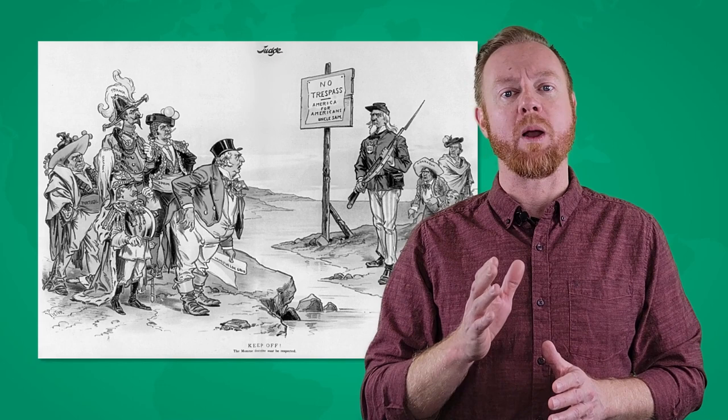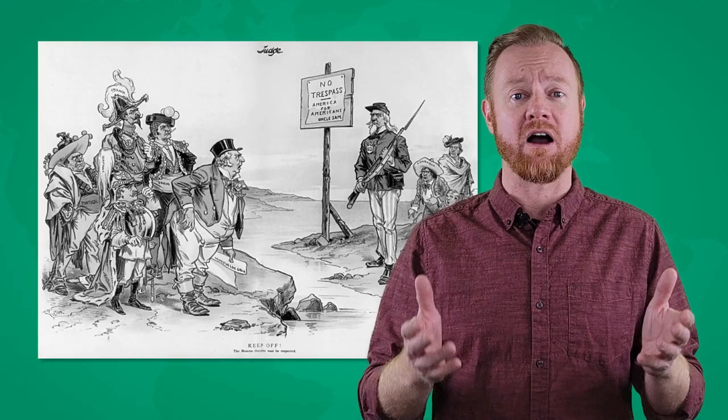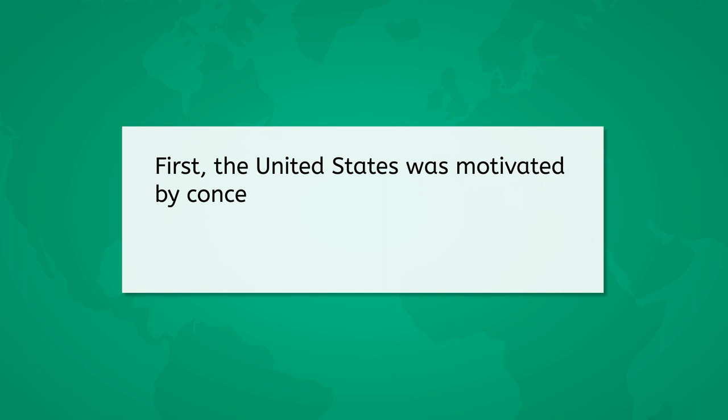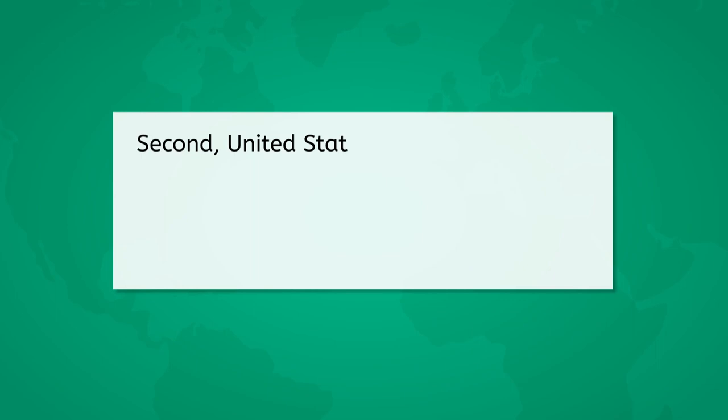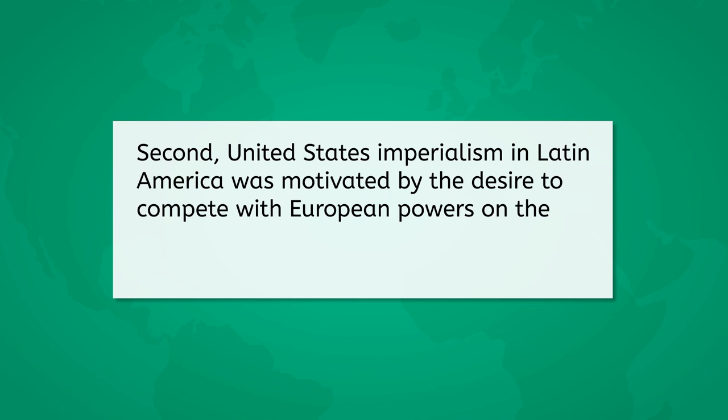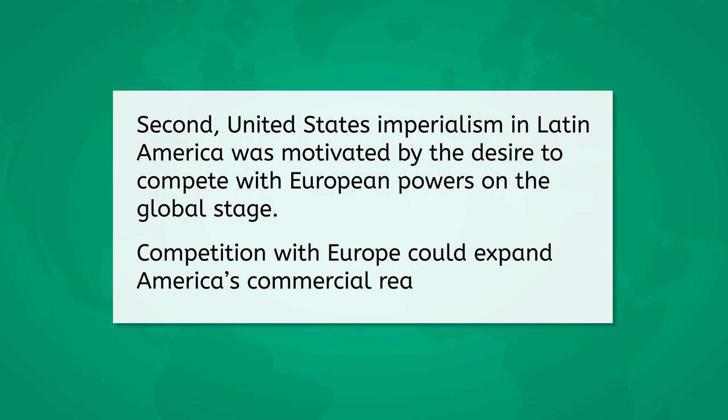But what motivated the move to become an imperial power? First, the United States was motivated by concerns over European influence in Latin America, which threatened American business interests. To America, it was a matter of national security. Second, United States imperialism in Latin America was motivated by the desire to compete with European powers on the global stage. Competition with Europe could expand America's commercial reach.